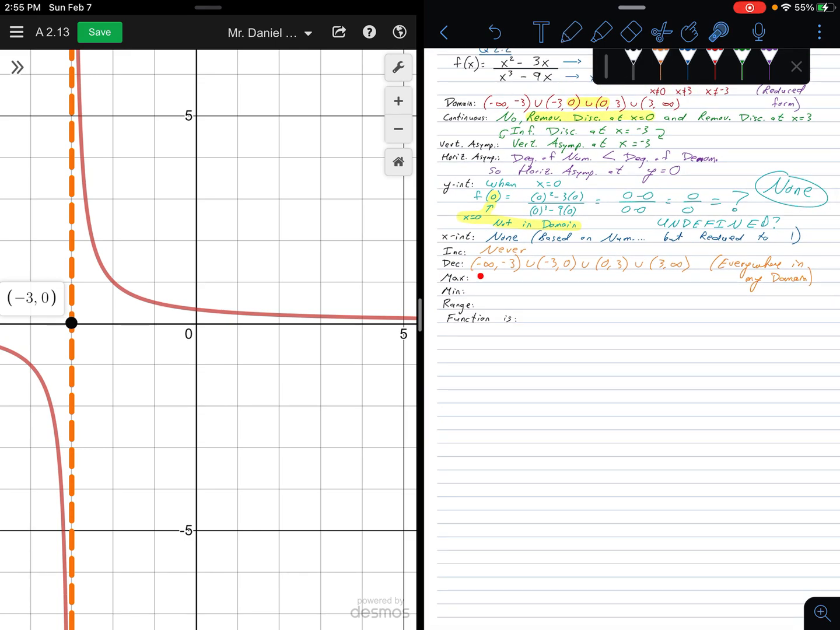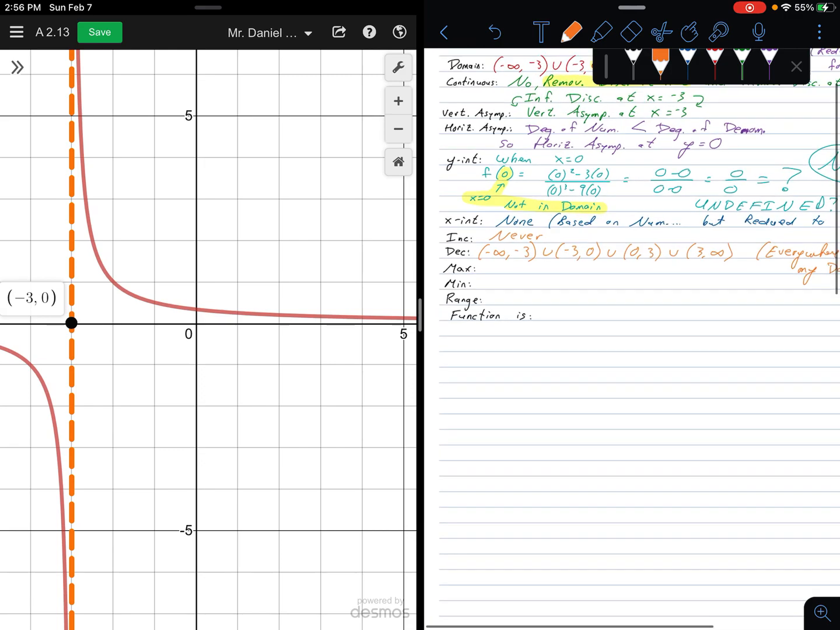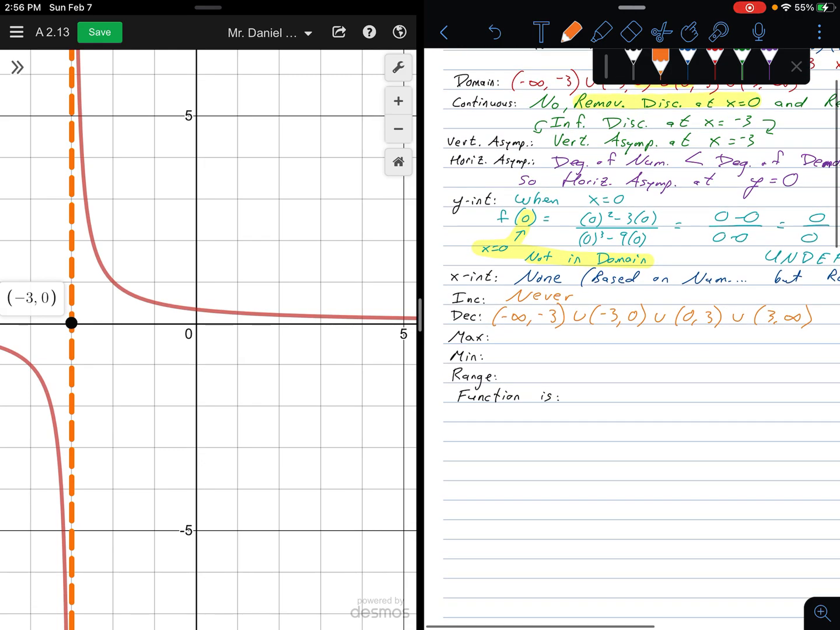Okay? Max and mins, we can kind of tell my function is decreasing forever. So there's never a point where I flip from increase to decrease or decrease to increase. I don't turn around ever. So there are no points. No locals, no absolutes, none.